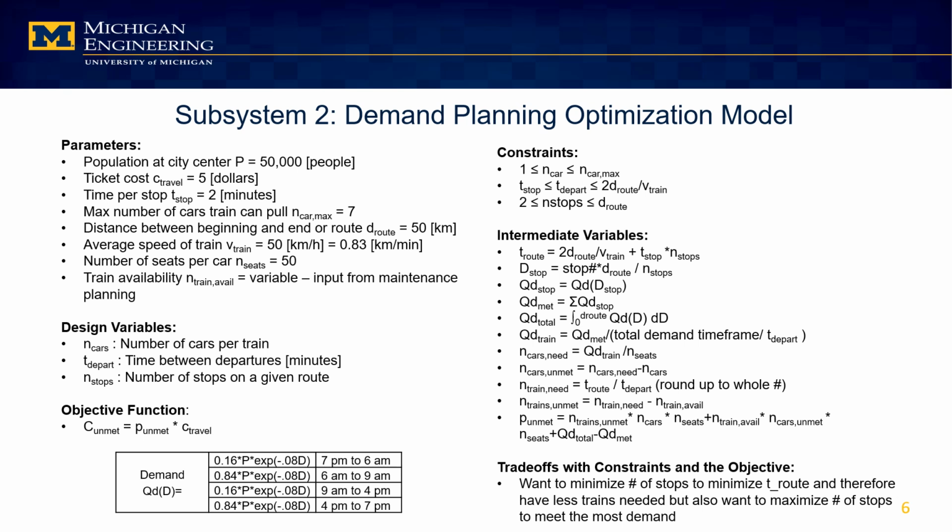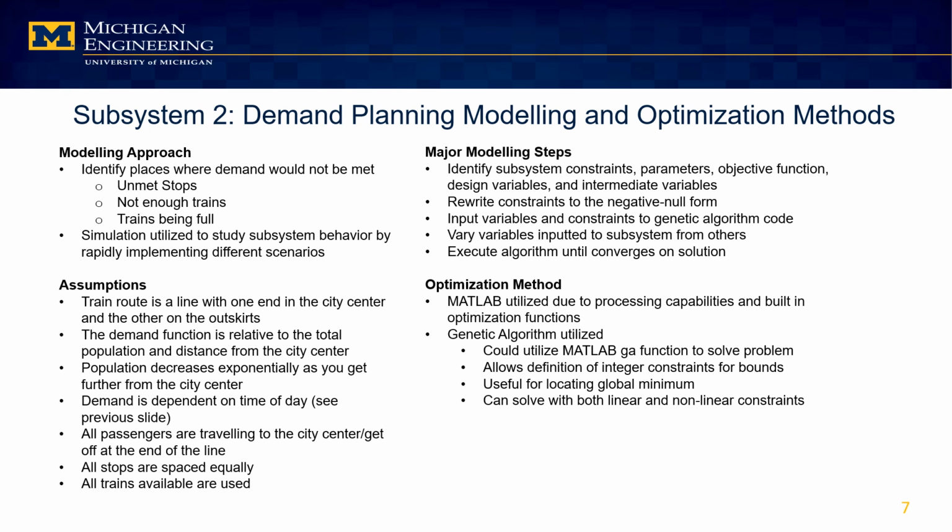When talking trade-offs with constraints and our objective, we want to minimize the number of stops because that would minimize the time it takes to run the route, and therefore we would have a need for fewer trains. But we also want to maximize the number of stops because that allows us to get more people on the trains to meet increased demand. After developing the framework for our model, we had to develop an approach to solve it.